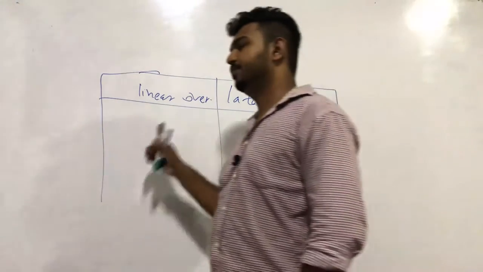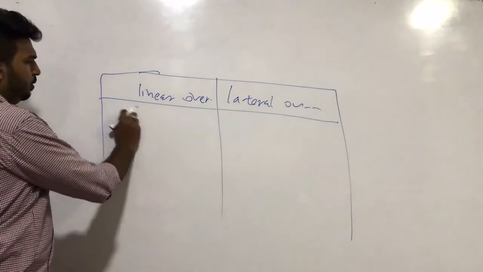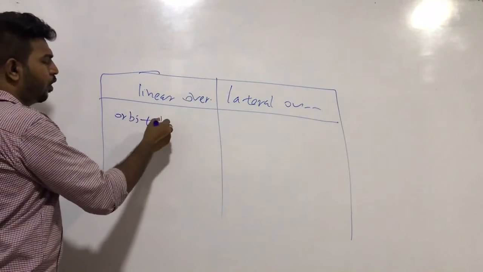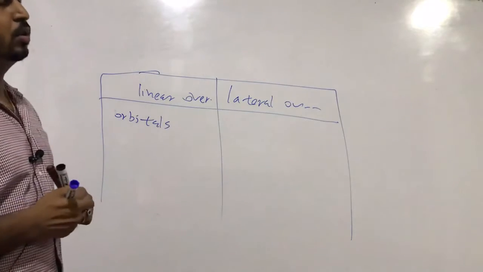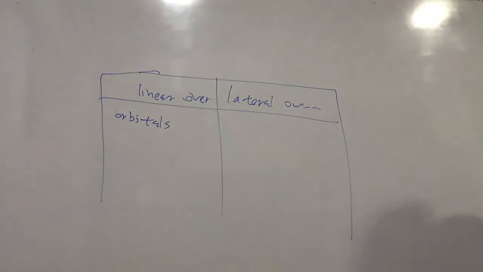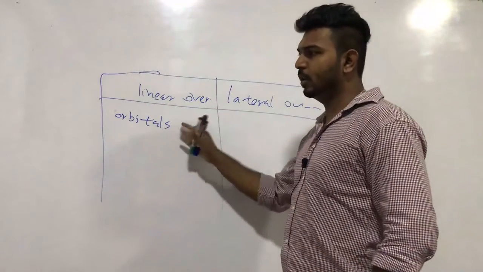For linear overlapping, orbitals are overlapped along the internuclear axis.